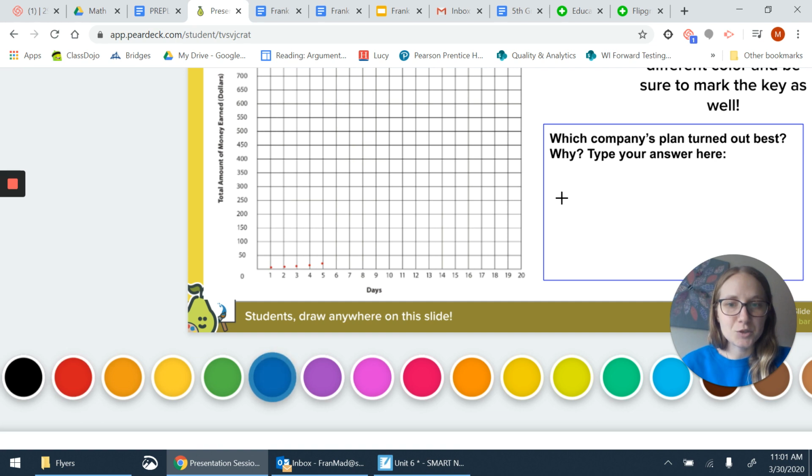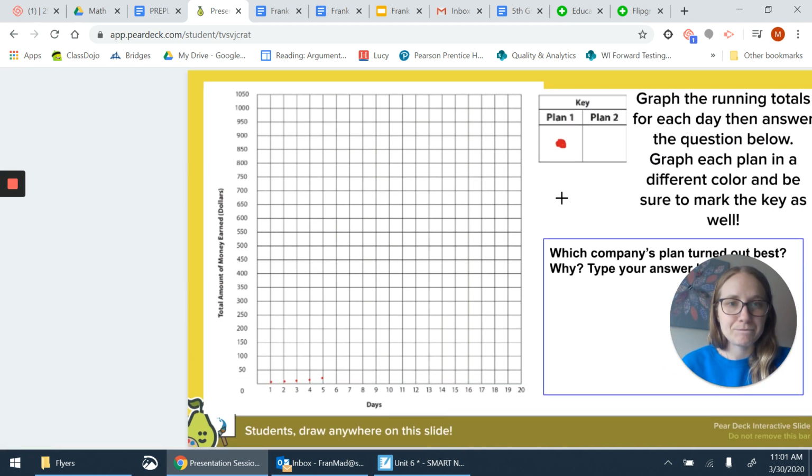So plan 2, I'm going to quick fill in my key with blue. And now on plan 2, he made $75 every day. But what I am tracking on my graph isn't how much he makes every day. It's how much he has in his running total or how much he has in his savings. So I'm pulling my information for my y-axis from that very third column that says running total in dollars, okay?